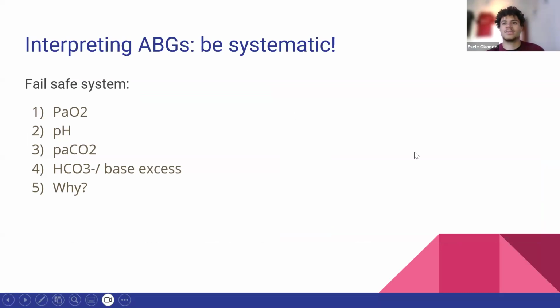So in terms of interpreting your ABGs, there's a lot of information, like we said, it can be overwhelming. So this is your system in terms of identifying everything that's important on your ABG. Start by looking at the oxygen. Is that low? Is that high? The pH, again, is this an acidosis or an alkalosis? And then you look at your carbon dioxide and your bicarb to help to determine whether this is a respiratory cause or a metabolic cause. And then the fifth one, why?